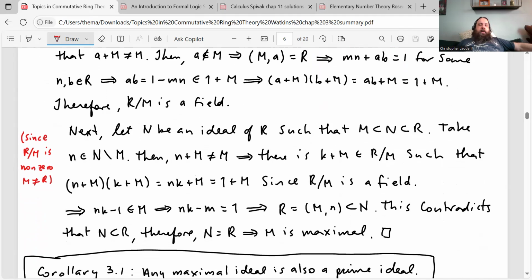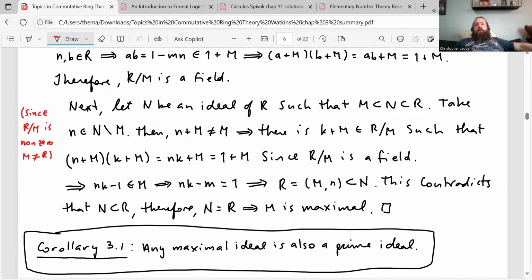All right, and then we go the other way. Next, let N be an ideal of R, such that M is a proper subset of N is a proper subset of R.